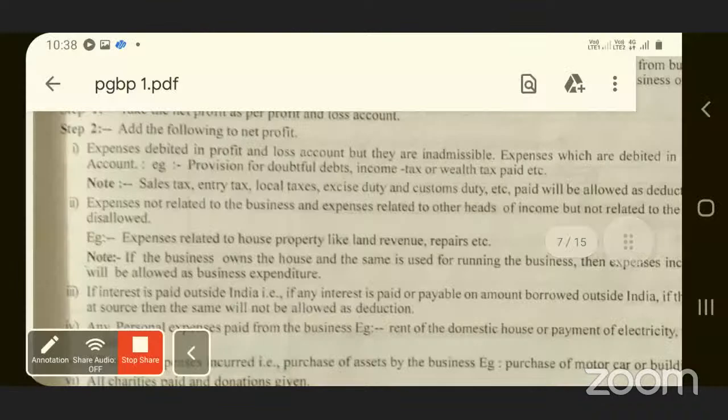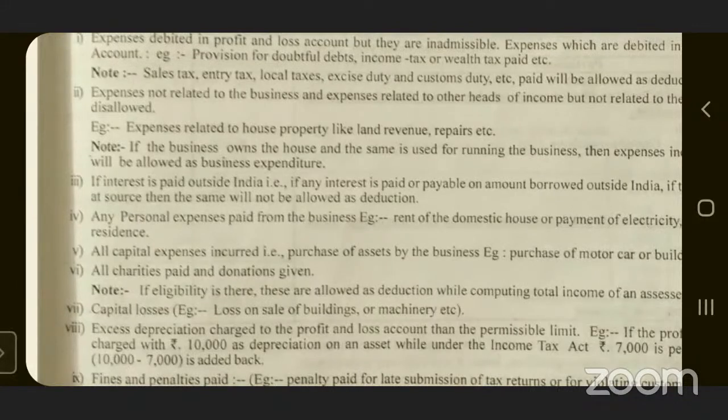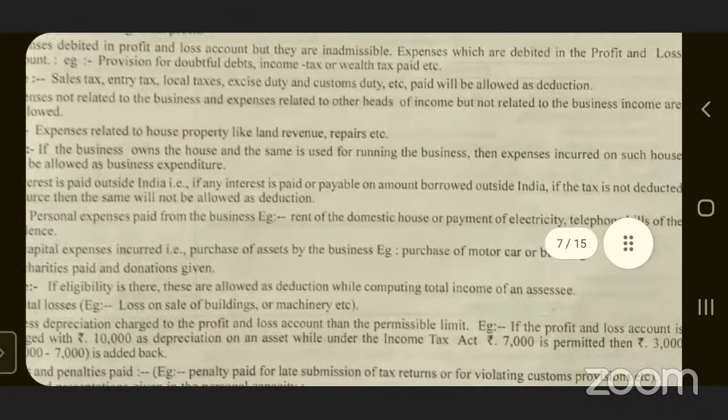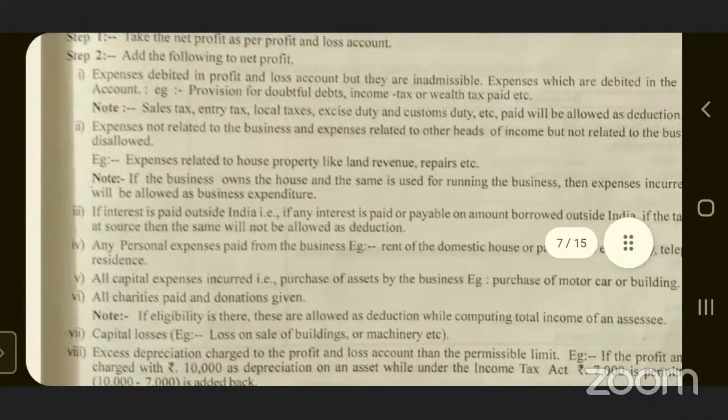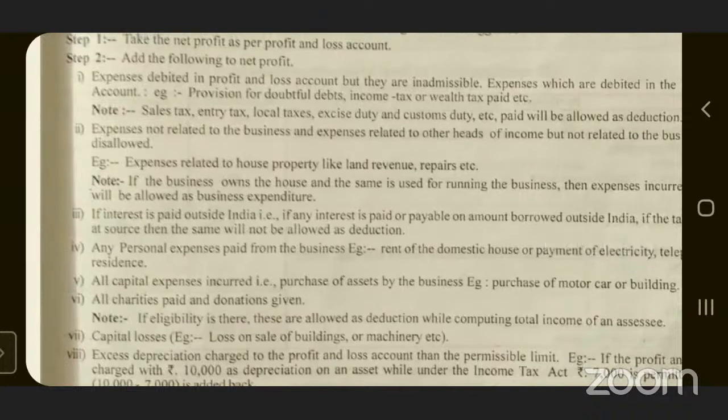Let us see the next one. If any interest amount is paid outside India, or we can say that any interest paid or payable on amount borrowed outside India, if tax is not deducted at source, then such type of interest amount is not allowed as deduction. Next, important thing, any personal expenditures paid from business. So we can say that paying of life insurance premium, drawing for the purpose of domestic purpose, all those are not relevant to the business. So we can say that these are personal expenditures.